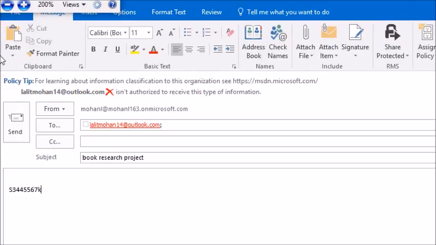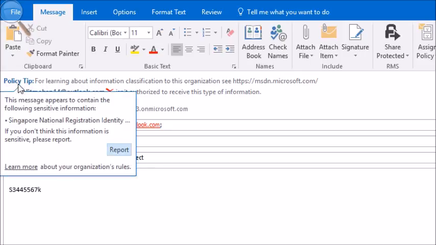system saying that this information has triggered an information classification exception, as such information cannot be sent out to the external party. To learn more, the researcher checks out the policy tip and learns that the embedded string of the research article is very similar to Singapore NRIC number. Hence, he cannot send it out to the external party.